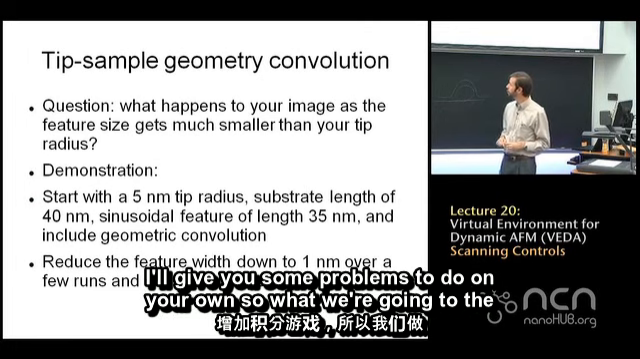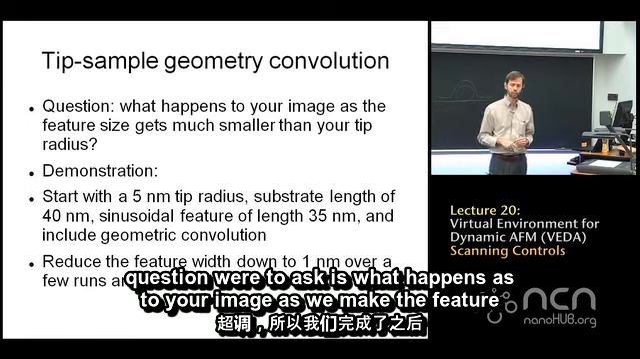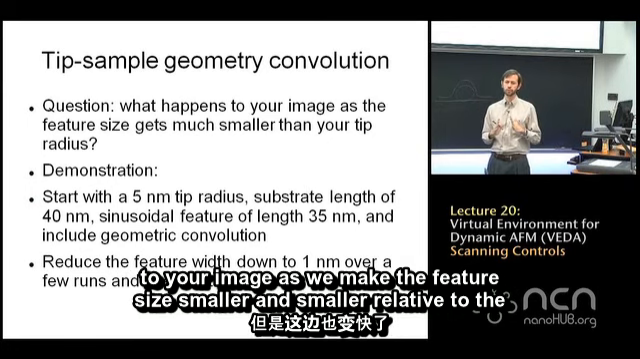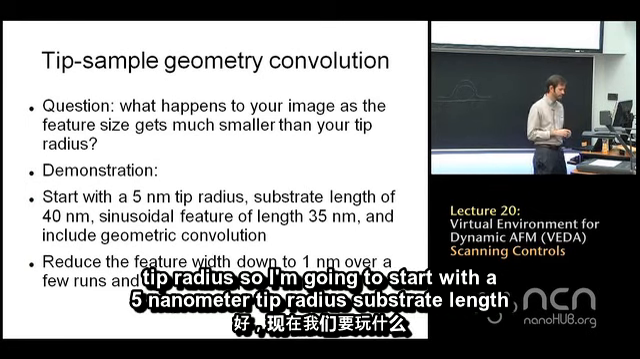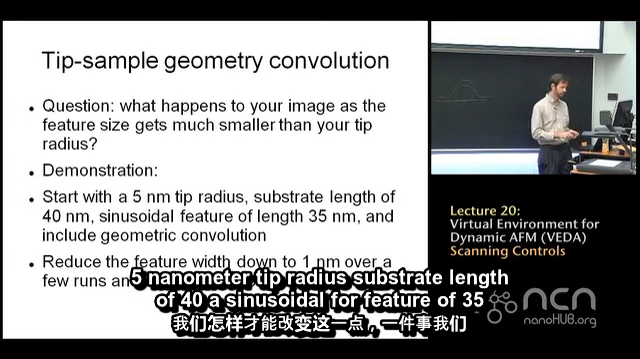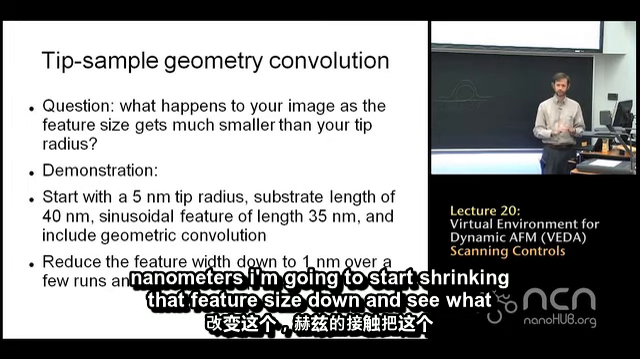The question we're going to ask is what happens to your image as we make the feature size smaller and smaller relative to the tip radius. So I'm going to start with a 5 nanometer tip radius, a substrate length of 40, and a sinusoidal feature of 35 nanometers. I'm going to start shrinking that feature size down and see what happens.